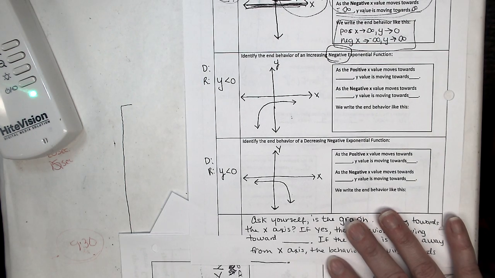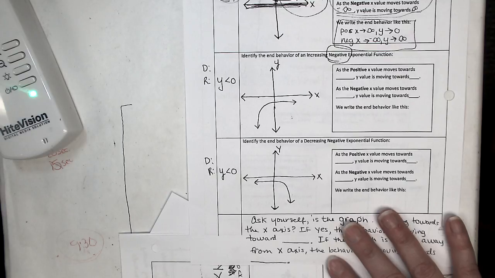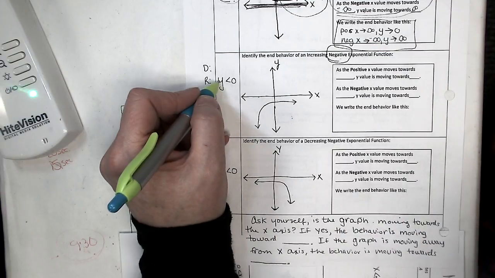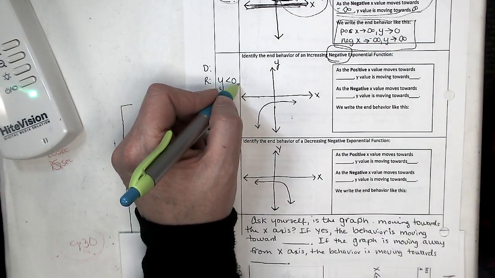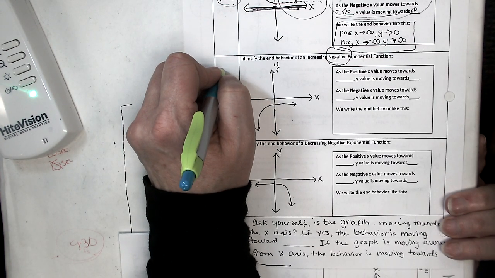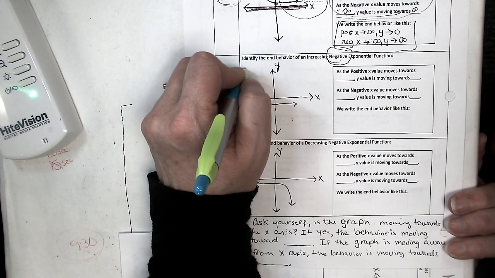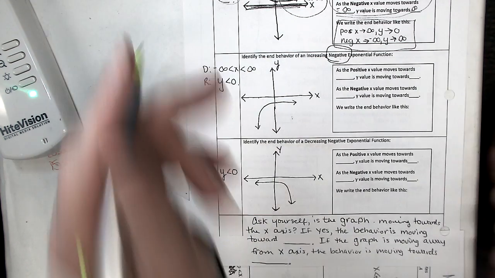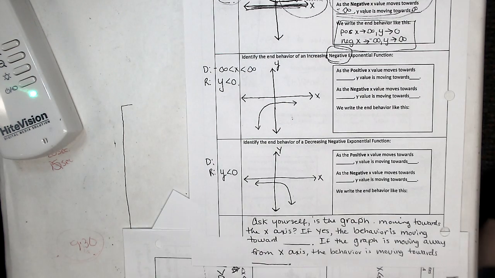Okay, so as the positive x value moves towards what? What do we write there? No, the x value. Infinite. Yeah, remember x value first. So x value moves towards infinite. Here it is. The y value is moving towards 0. See how it's getting closer to the x-axis? But it's never going to cross it. But it's getting close. So if it's getting close to the x-axis, it's moving towards 0.